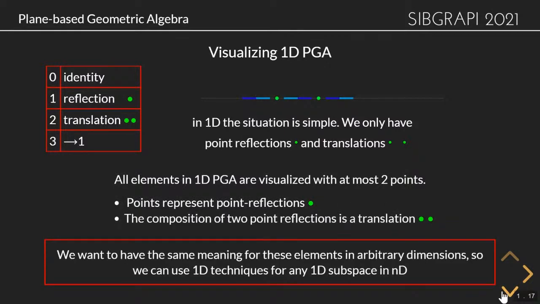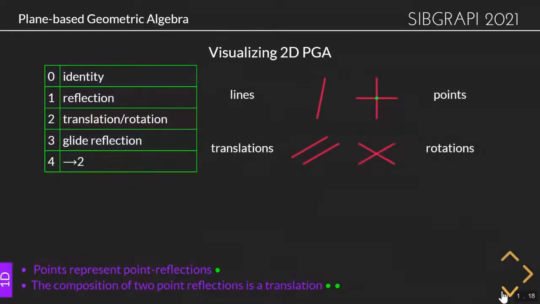Now we want this to work for any line in 2D PGA. So if we have two points in the plane, then no matter where they are, we always want these operations to work, because when you have two points, there's no way to tell you're in anything higher than a one-dimensional space. Now, of course, in 2D PGA, the basic operation is the reflection in a line, right?